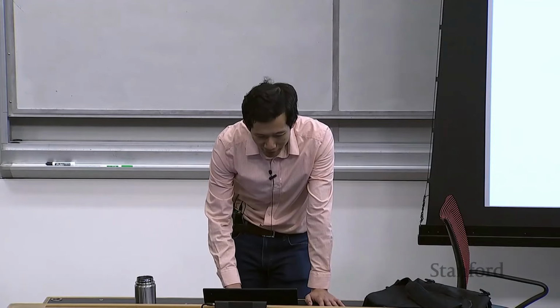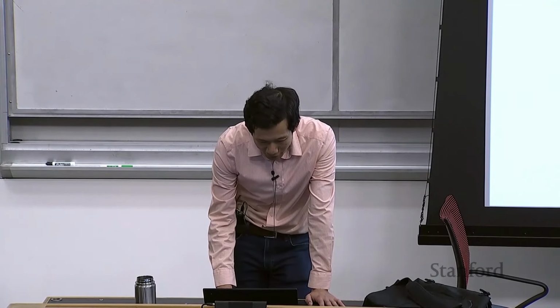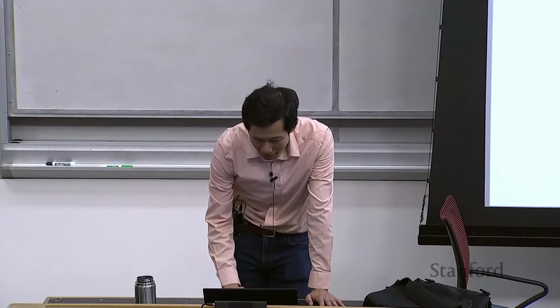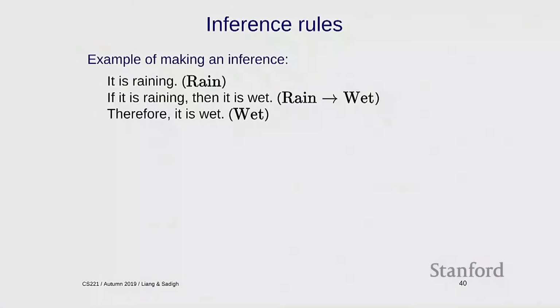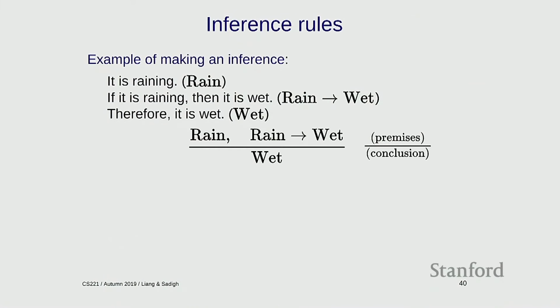Okay, so here is an example of making an inference. If I say it is raining, and I tell you if it's raining, it's wet, rain implies wet, then what should you be able to conclude? It's wet, right? So I'm going to write this inference rule this way with this fraction-looking thing, where there's a set of premises, which is a set of formulas which I know to be true. And if those things are true, then I can derive a conclusion, which is another formula.